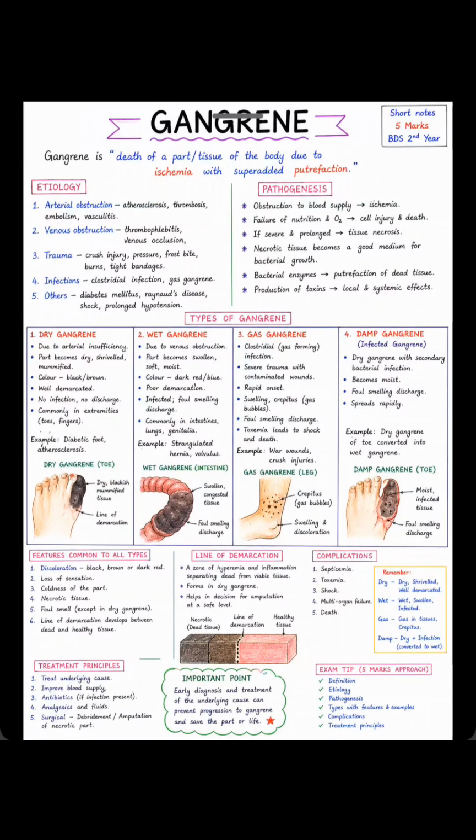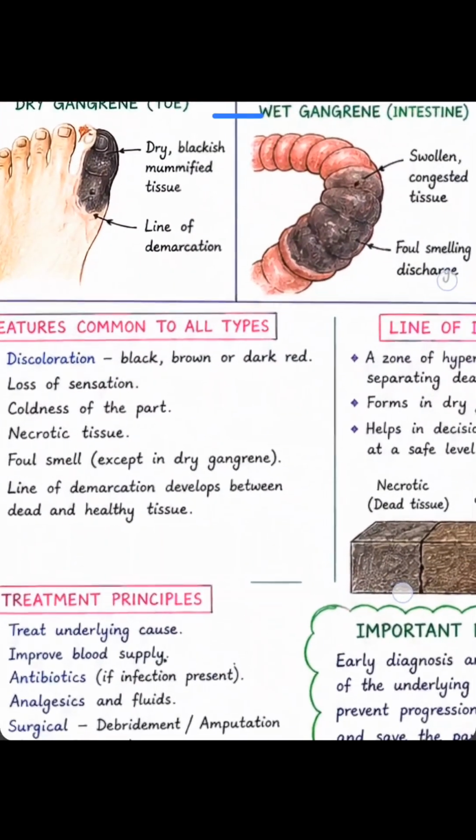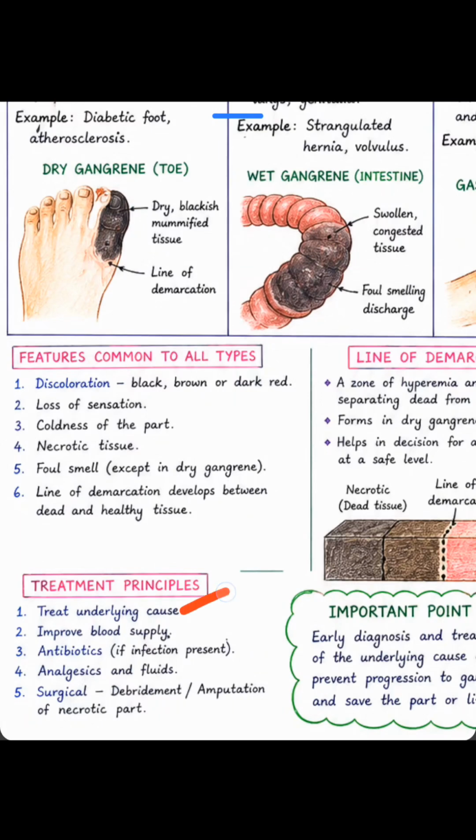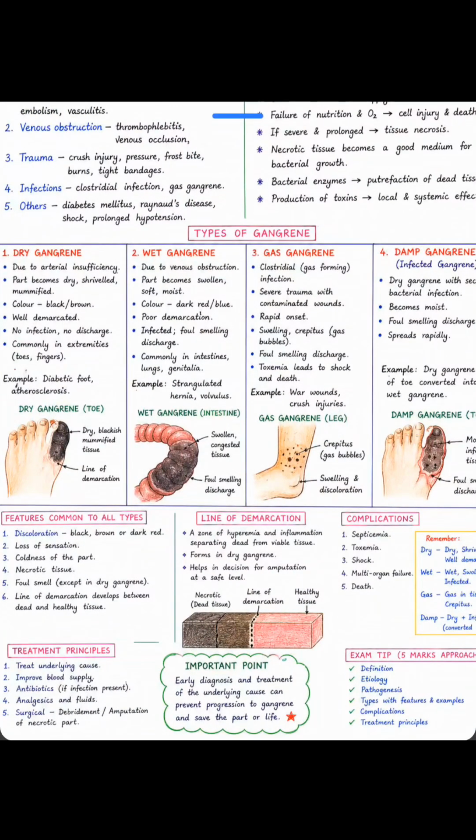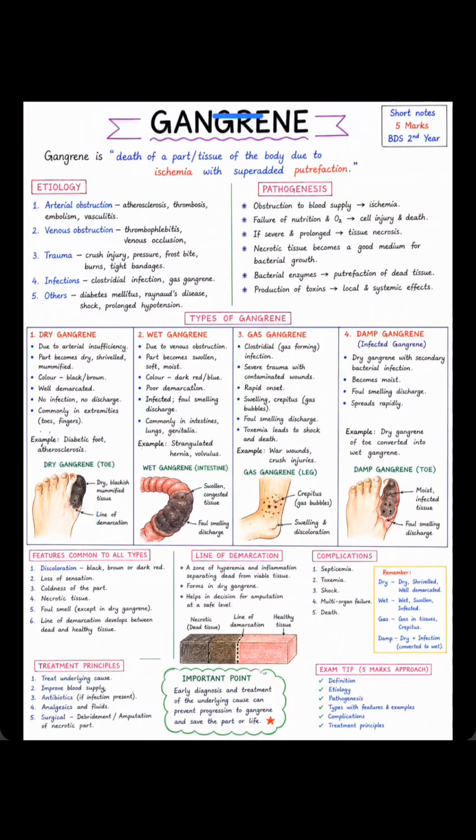So we must treat the underlying cause, improve blood supply, administer high dose antibiotics, provide IV fluids, analgesics, and perform surgical debridement or amputation of the necrotic part to save the patient's life. So: treat underlying cause, improve blood supply, antibiotics if infection present, analgesics and fluids, surgical debridement, amputation of the necrotic part. So that is what about gangrene.